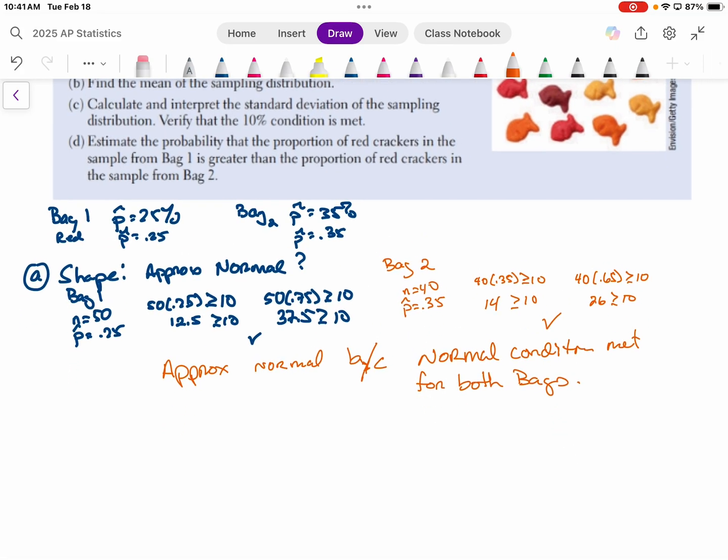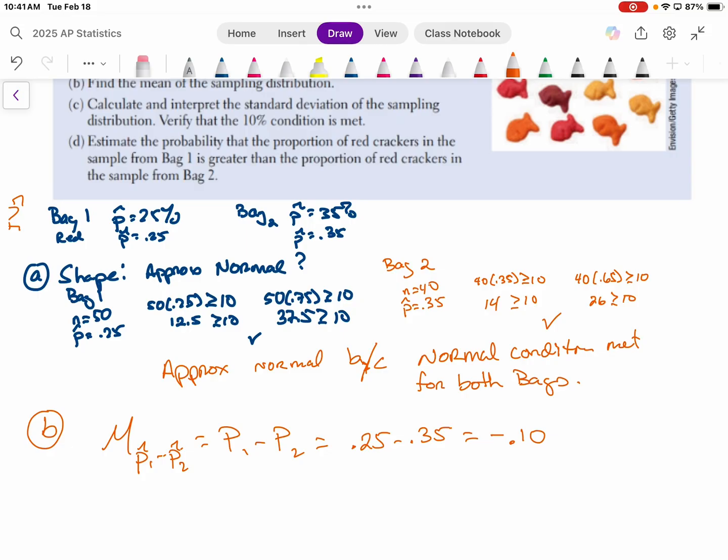Anytime we're doing the difference between two things, those are the longer types of problems. We have a bunch of those throughout the course. Part B says find the mean of the sampling distribution. So what is the mean of P1 hat minus P2 hat? Well, we learned all we have to do is just subtract the two. In the order, if P1 hat is bag 1, then we would just say 0.25 minus 0.35, which is equal to negative 0.10.